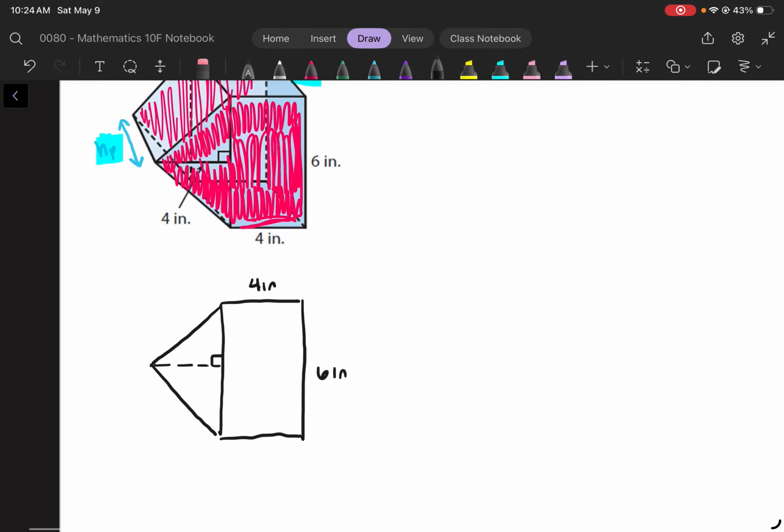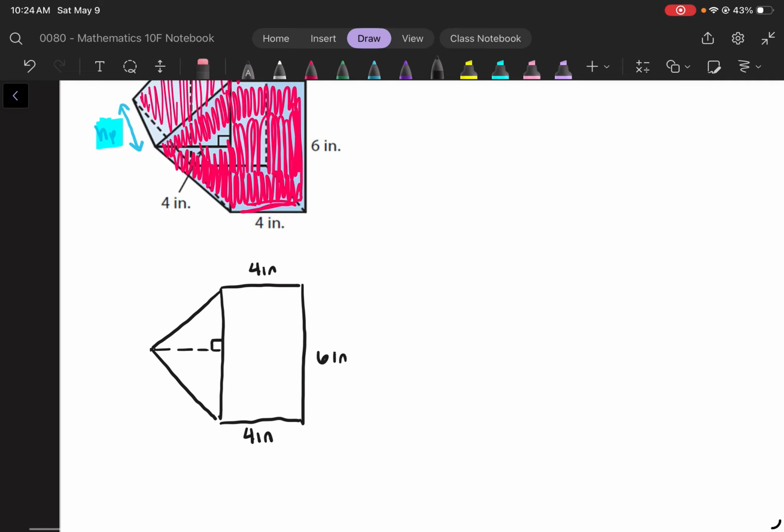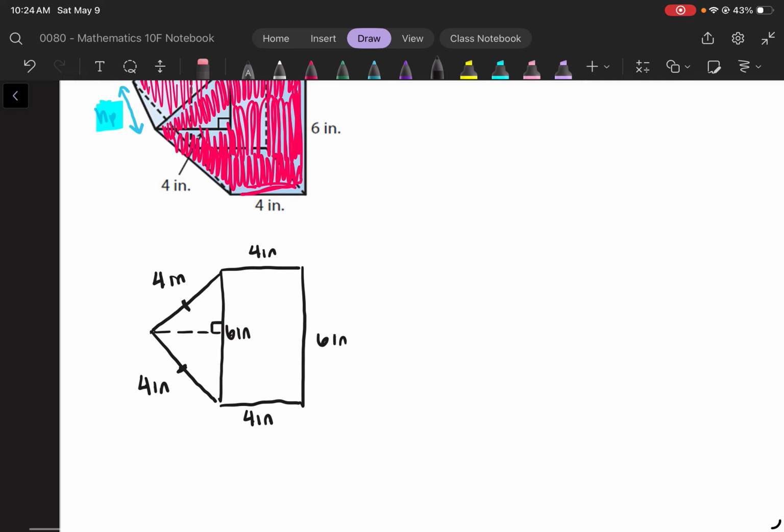Now, in my rectangle here, I of course know that if the bottom side of my rectangle is 4 inches, the top side is 4 inches. And same idea, if my right side of my rectangle is 6 inches, my left will be 6 inches. I also know that this side length here is 4 inches. And we're assuming that these are identical. So that's there. Realistically, I have a lot of my dimensions.